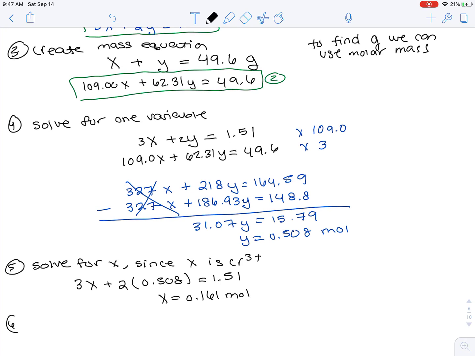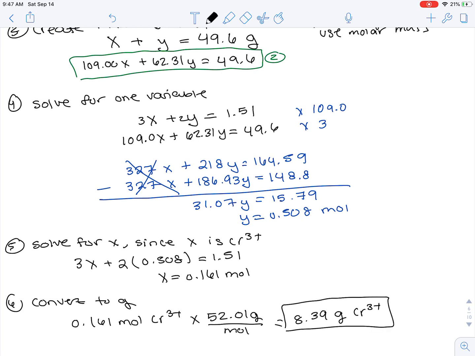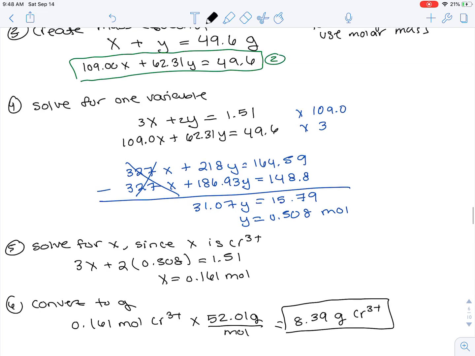And then convert to grams. So 0.161 moles Cr3 plus times the molar mass, 52.01 grams per mole, is equal to 8.38 grams, since we want three significant figures. So that is the amount of the ion in the solution.